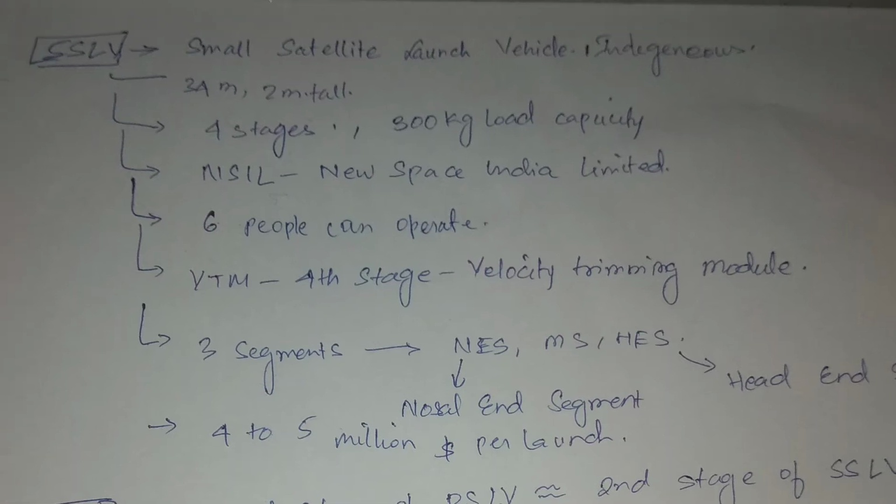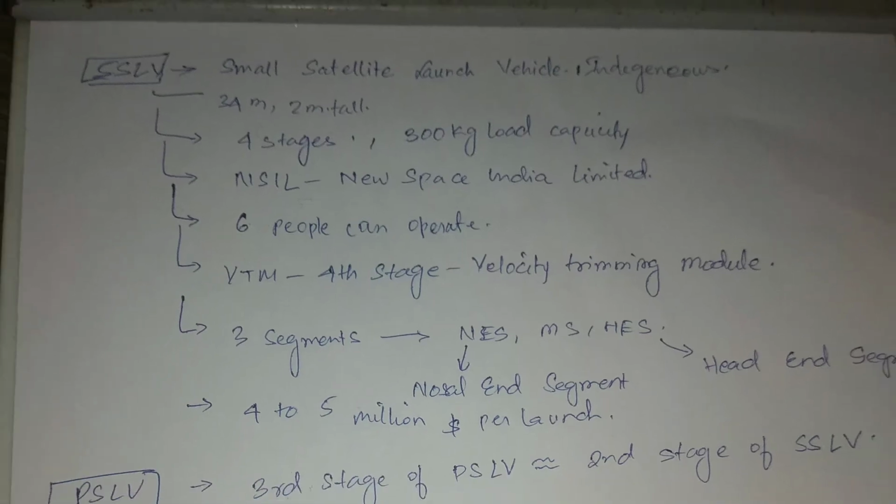And the good thing about SSLV is that you do not require lot many people to control it. Only 6 people are enough for SSLV to operate. And the number of stages that SSLV, that is small satellite launch vehicle, has, they are four. The fourth stage is called velocity trimming module, VTM.